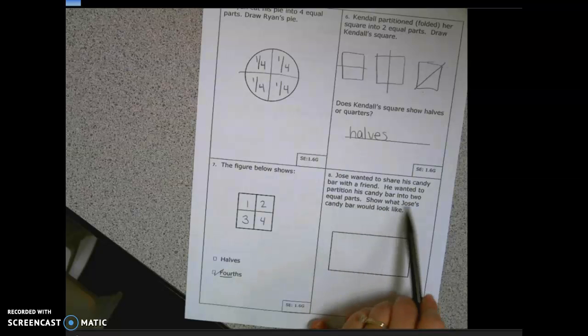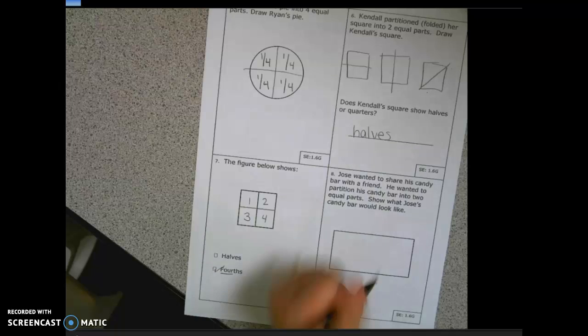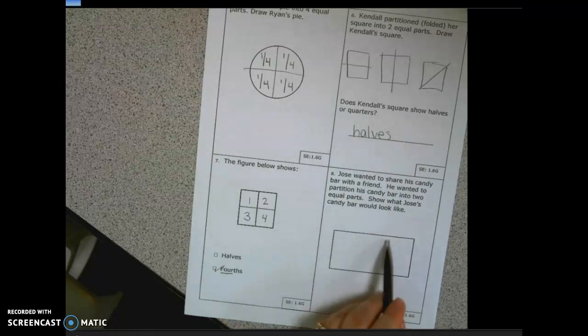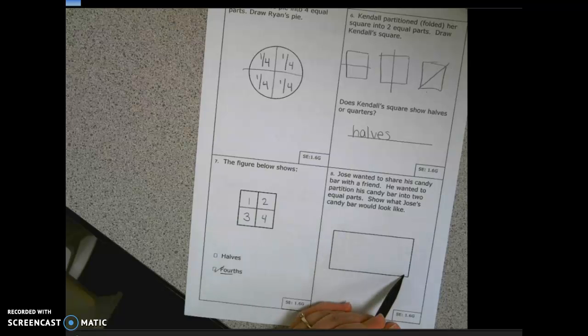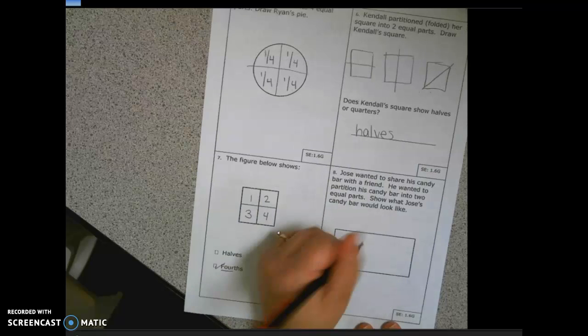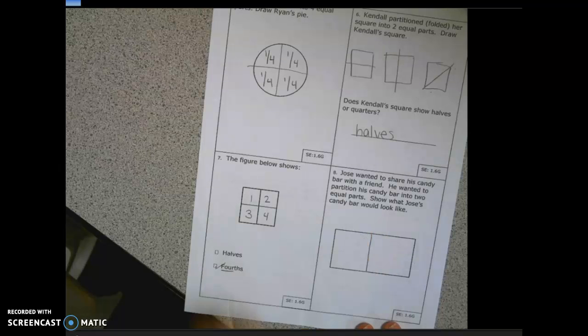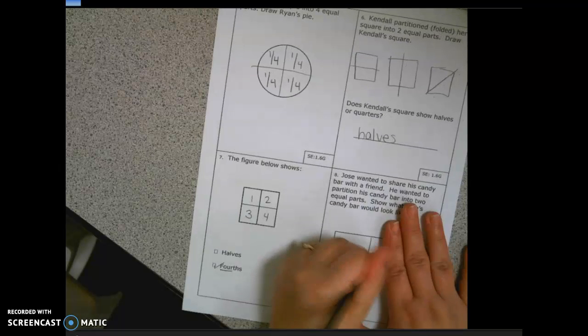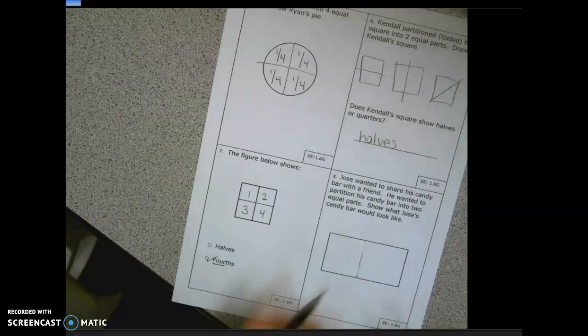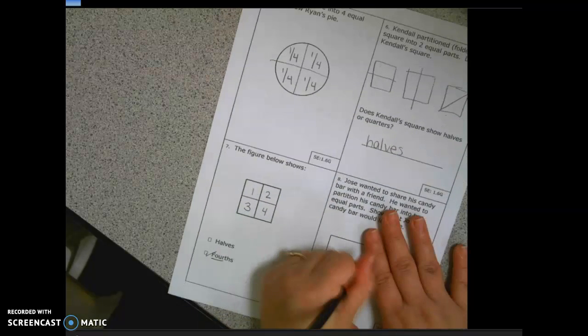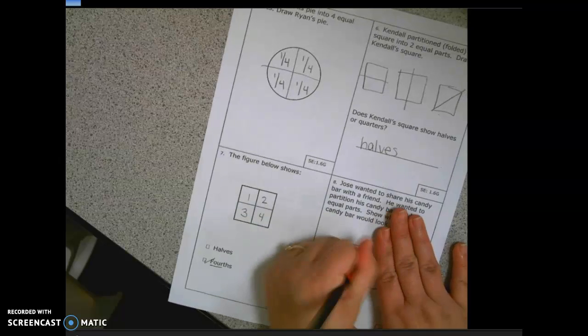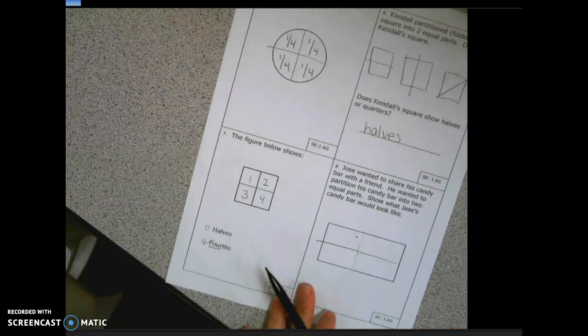Jose wanted to share his candy bar with a friend. He wanted to partition his candy bar into 2 equal parts. Show what Jose's candy bar would look like. So this again has multiple options. I notice this is a rectangle, so I could try and divide it diagonally into 2 triangles. I could divide it in half this way, or I could divide it in half this way. Actually, you don't see the other line. Those would have all been okay answers.